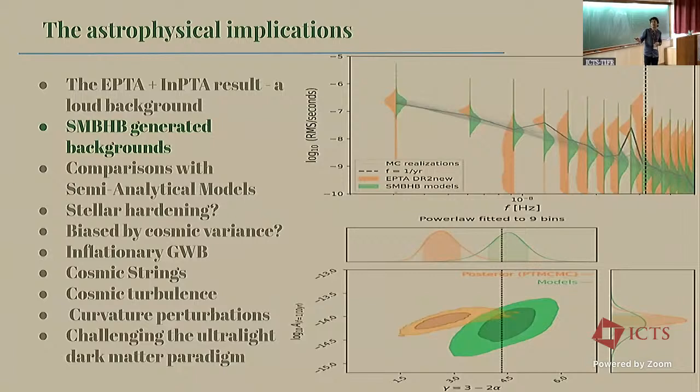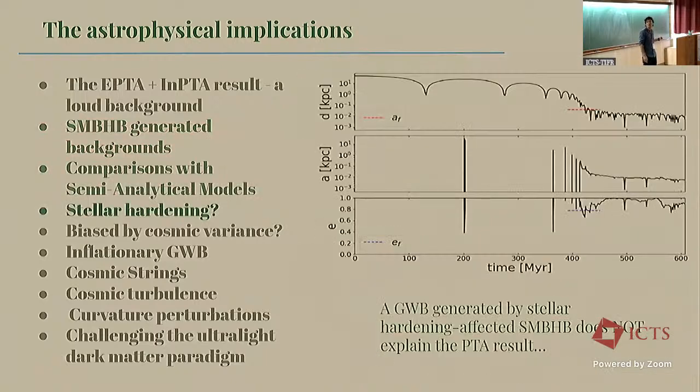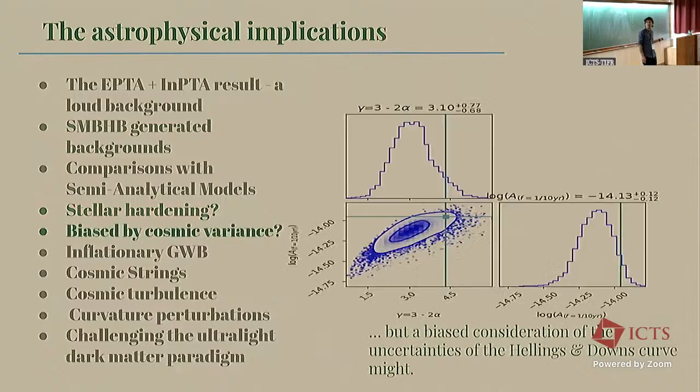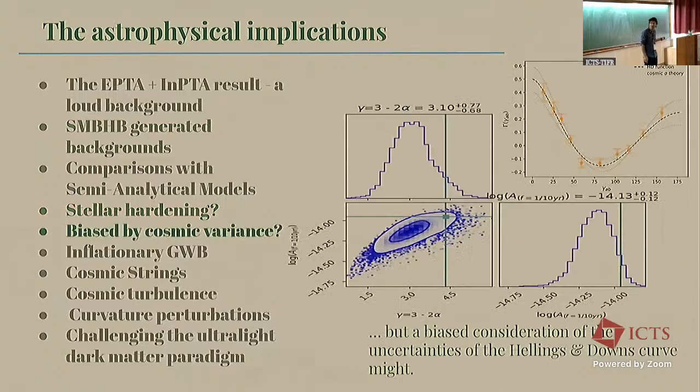It seems like PTAs are not happy with traditional models. You can try to fix those models in several ways. I don't have time to even stay on these. But you can use these tricks of changing how the SMBHB population is generated. You can look at environmental effects, stellar hardening.